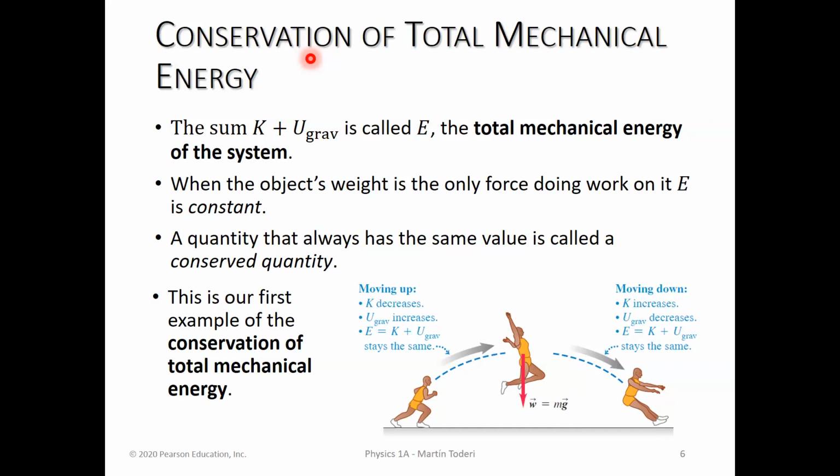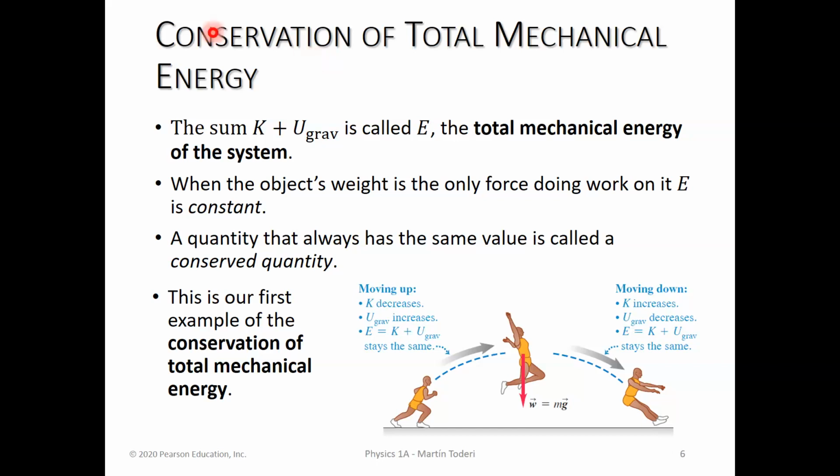So E is constant. That's how we define that. And in line with that, we say that a quantity that always has the same value is called a conserved quantity. So we can say that the mechanical energy of the system is being conserved. That's the key word here. So yeah, we just stated an example.